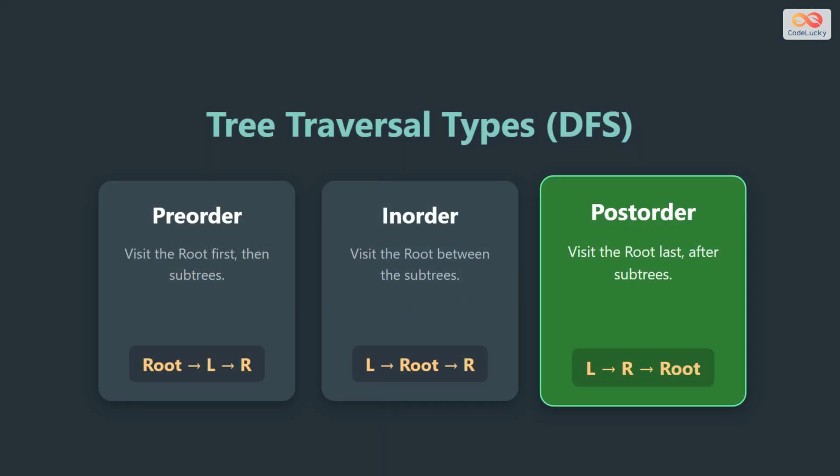There are three main ways to traverse, or visit, every node in a tree using depth-first search. These are preorder, inorder, and postorder. The difference lies in when we visit the root node. In postorder, which we are focusing on today, the root is visited last.